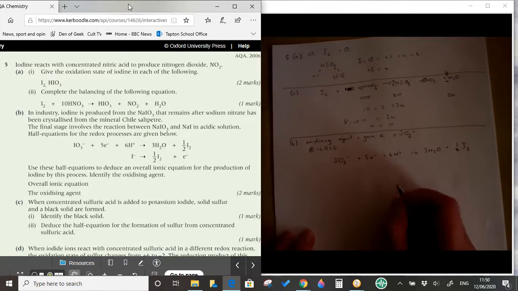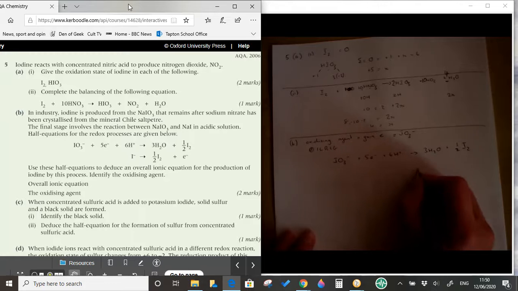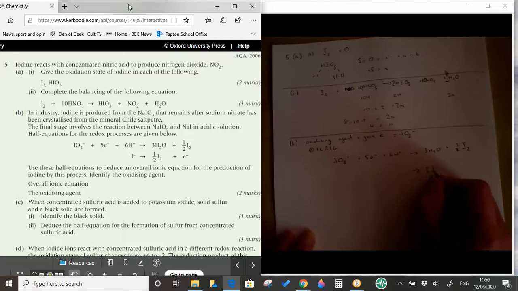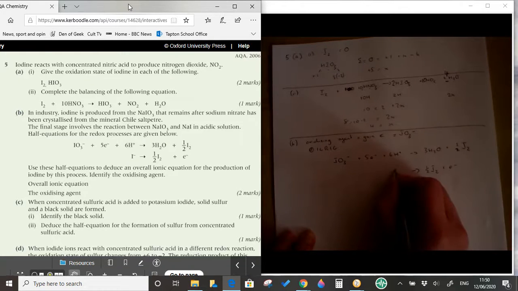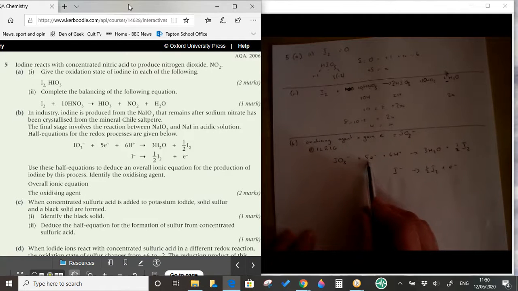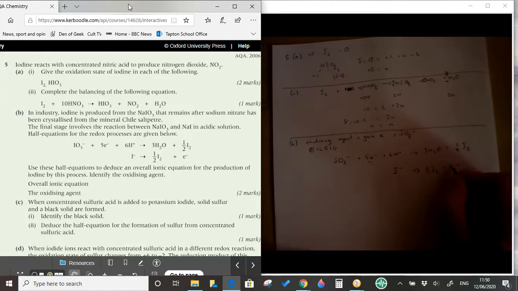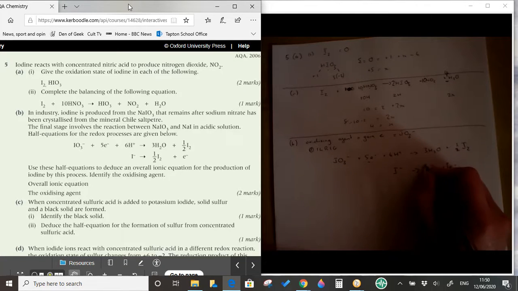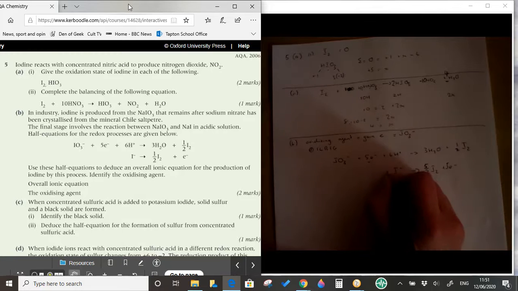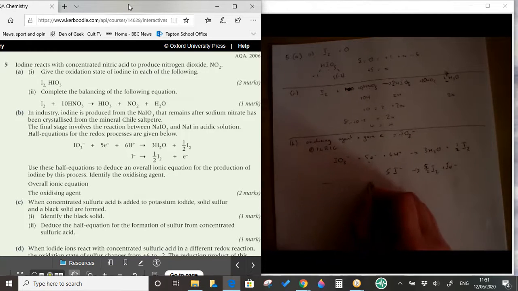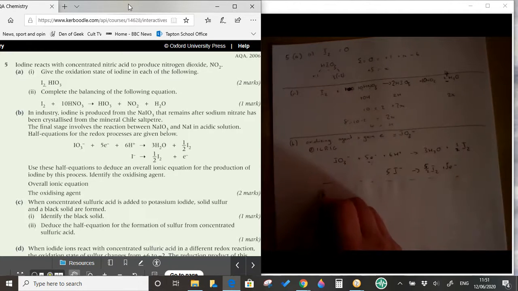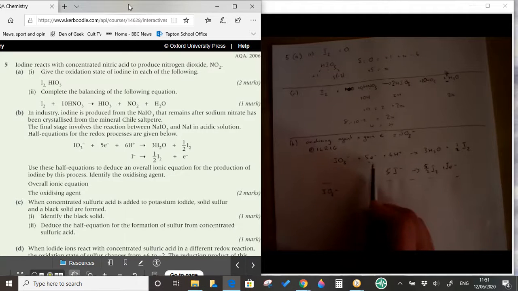So I've written out the first half equation. Let's write the second one. So if I look at those, there's 5 electrons in the first one and 1 electron in the second one. So remember, we need the same number of electrons on the left-hand side as the right-hand side. So I need to times that by 5, which means I've got to times everything else by 5. And then I've just got to add them up. So that gives me IO3 minus. The electrons are going to cancel out, so I don't need to include them.